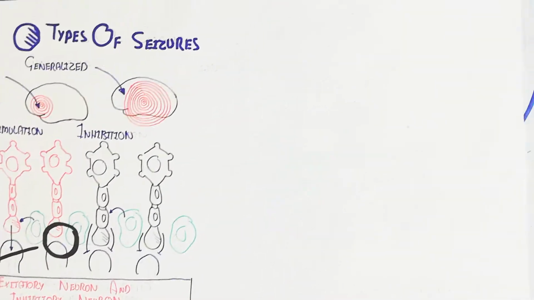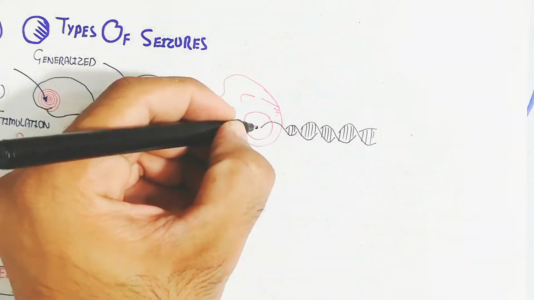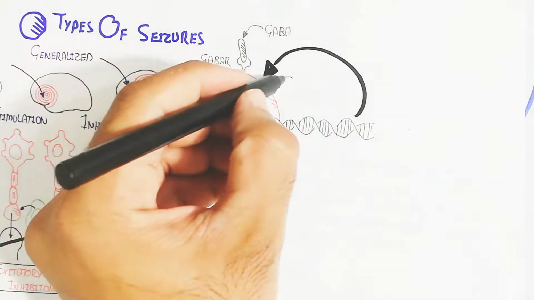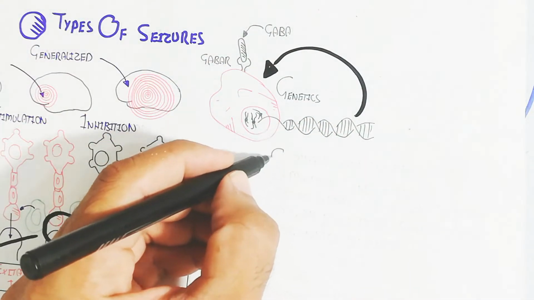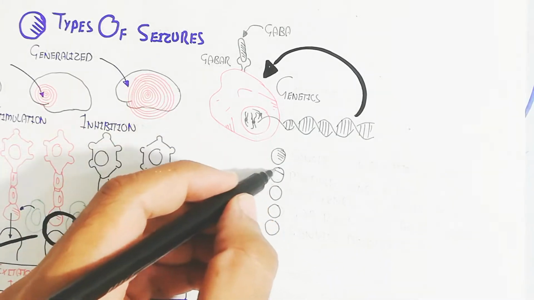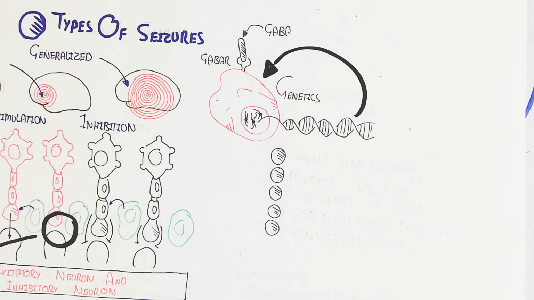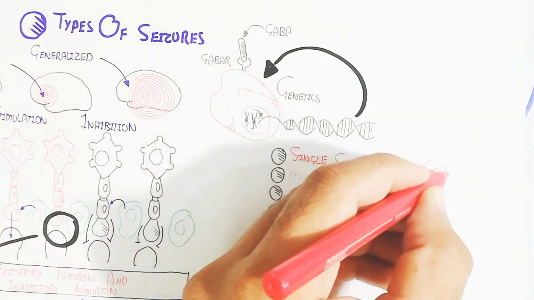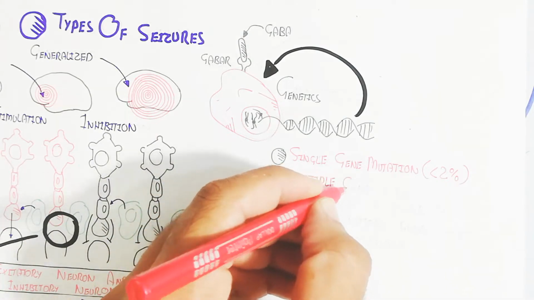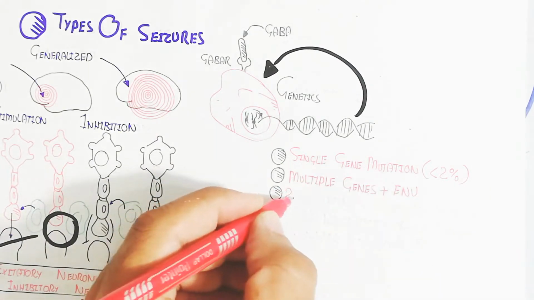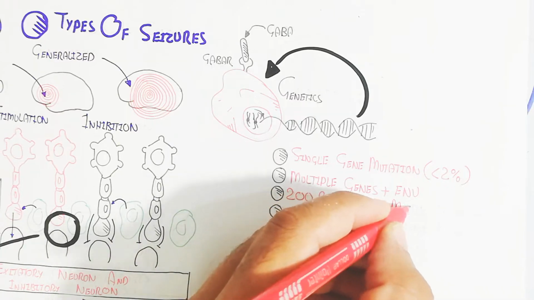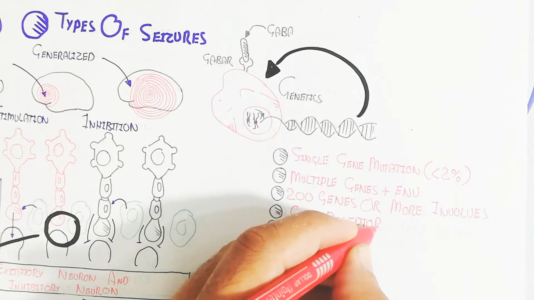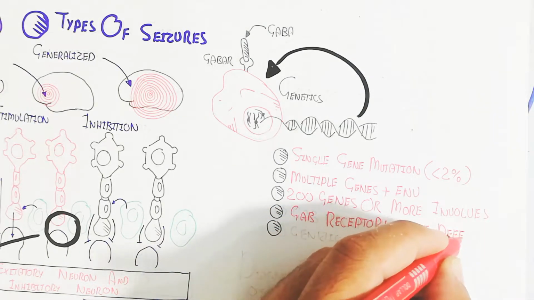So basically, the genetic defect, in the DNA, will not produce enough GABA receptor. In this way, the GABA will not bind. The neurotransmitter is normal, but the GABA receptor is not normal. A single gene mutation accounts for less than 2%, while multiple genes plus environmental factors are involved, 200 genes or more, and the GABA receptor gene defects are a genetic disorder.